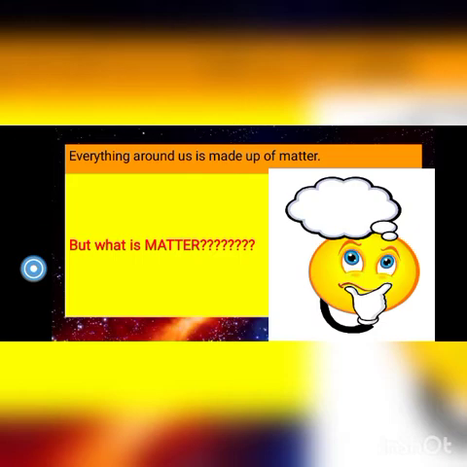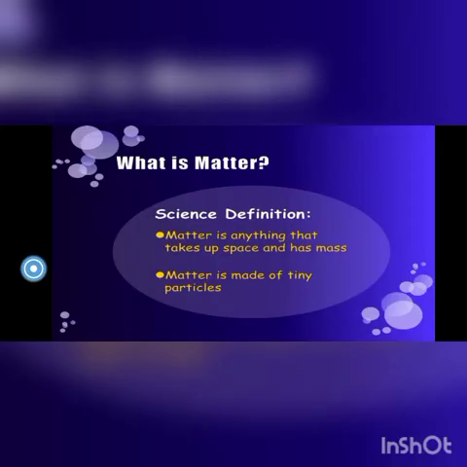Everything around us is made up of matter. But what is matter? It's a tough question, right? So, what is matter? Science defines matter as anything that takes up space and has mass. Matter is made up of tiny particles, very, very tiny particles. So basically, anything that we are using or we can see around us is made up of matter because it can take up space and it also has mass or weight.